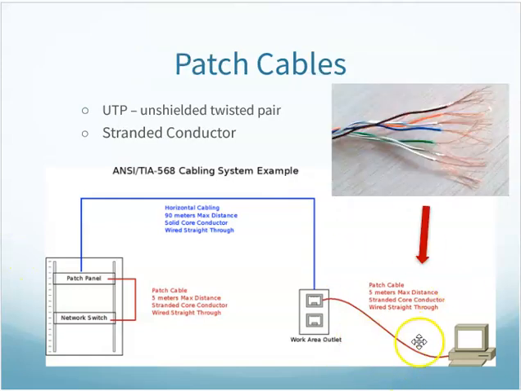Meanwhile, the patch cables that connect our workstation to the outlet or our patch panel to a switch tend to be stranded conductor. The conductor inside is made up of many smaller wires to make that white-orange wire or the white-brown wire. That gives me a lot of flexibility. I can bend it a whole bunch before it's going to break. So I can move that patch cable around. The trade-off, though, is this has more resistance. So it is actually going to resist the signal being sent through it.